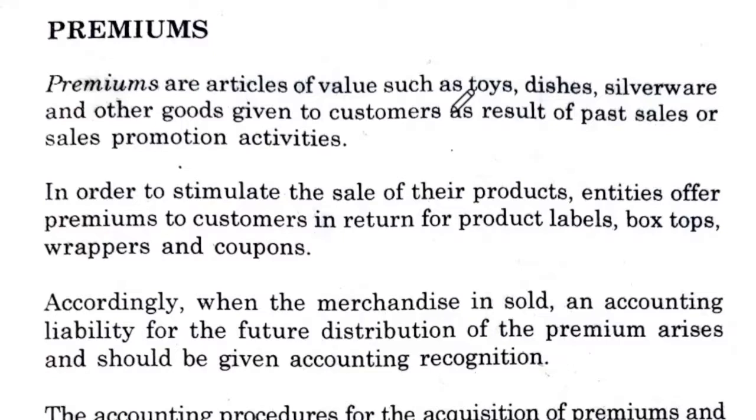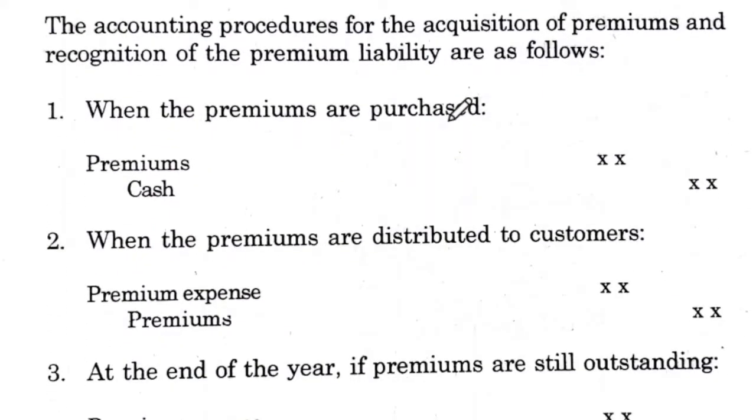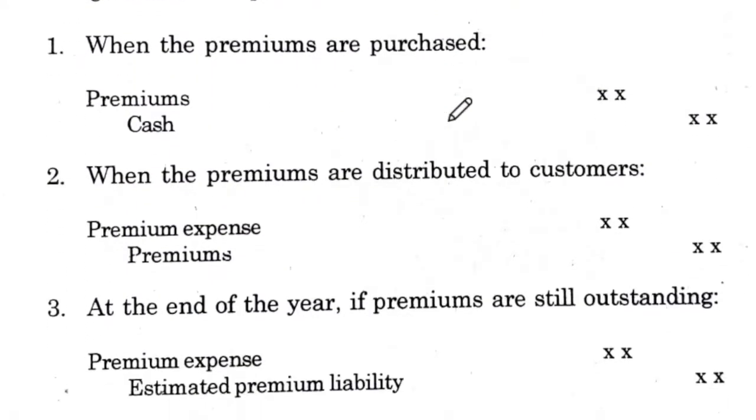So, why is this done by the companies? In order to stimulate the sale of their products. Accordingly, when merchandise is sold, an accounting liability for future distribution of the premium arises and should be given accounting recognition. So the accounting procedures for the acquisition of premiums and recognition of premium liability are as follows.